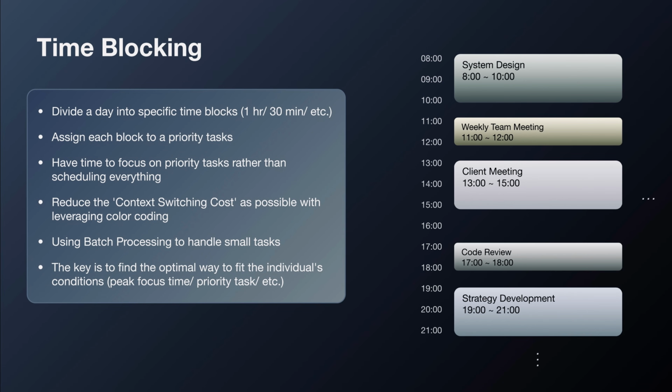One final tip is interrupt batch processing. A modern operating system doesn't let every small process interrupt the CPU. It puts them in a queue to be handled all at once. Likewise, you can minimize frequent switching costs by dedicating a specific time to handle all your small distractions like email and messages.